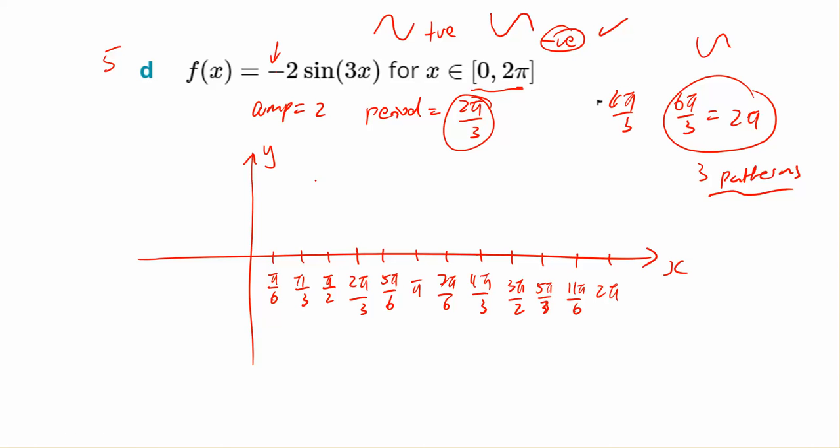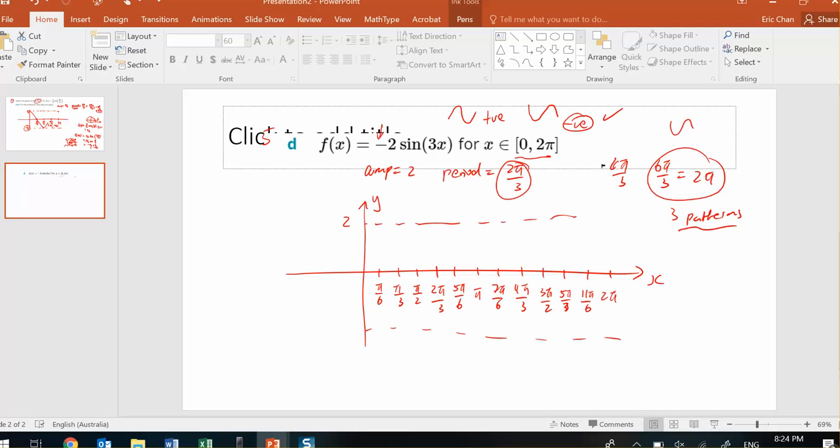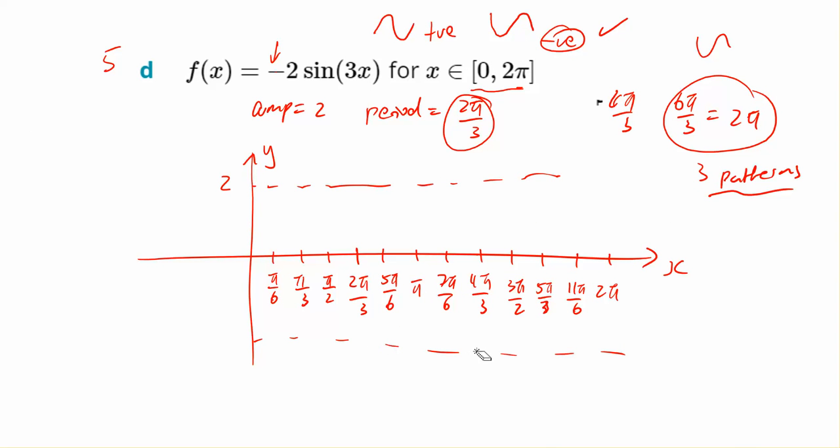We can draw it almost. We need to label our 2 and negative 2 because that's the amplitude. Very good. So that's negative 2, and we'll draw the pattern. Now it's a negative sine graph, so it's still starting at the mean, then going to the minimum, median, max, minimum. Not minimum, median. Then we repeat. We go median, minimum, median, maximum, median.